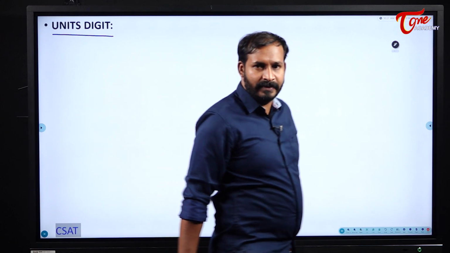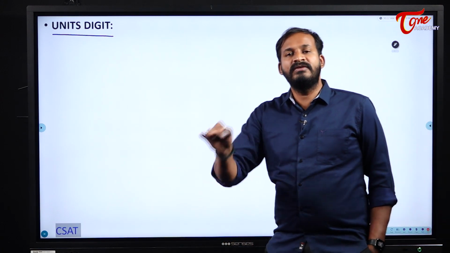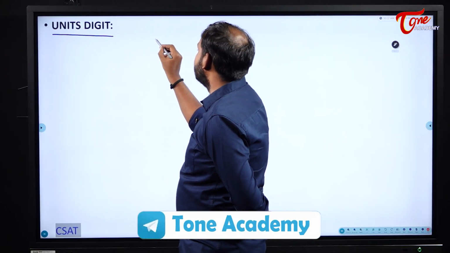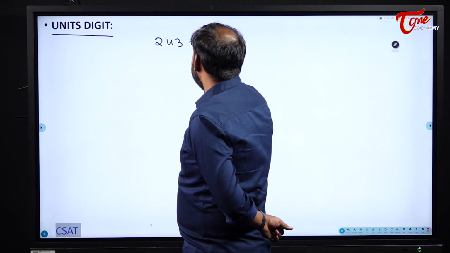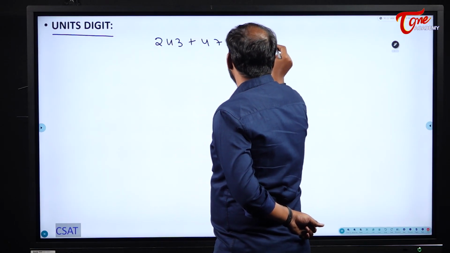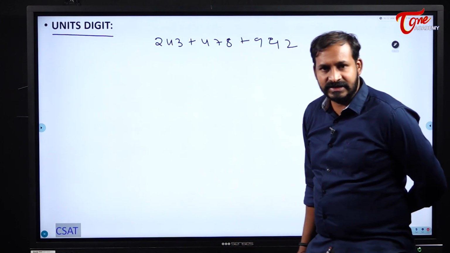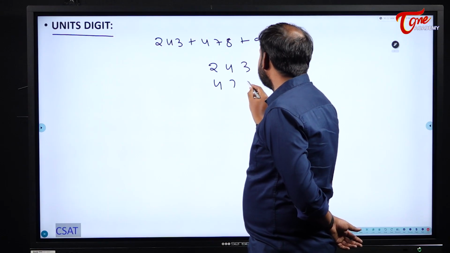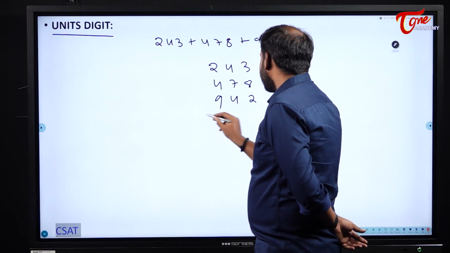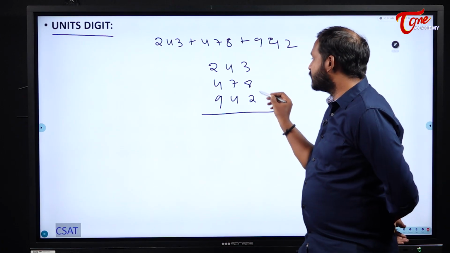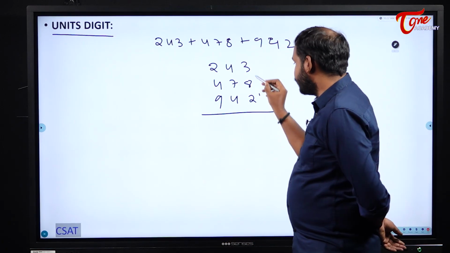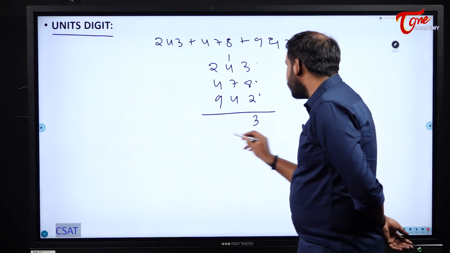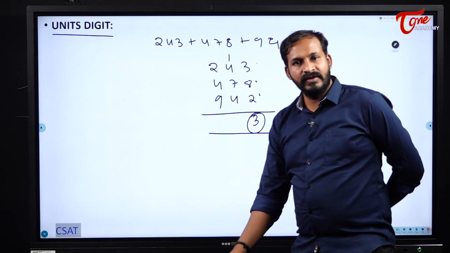See, when you add two numbers or when you multiply two numbers, usually what happens? For example, take 243 plus 478 plus 942. When you add these three numbers, we only concentrate on the units digit, right? That means when we add 2 plus 8, what is it? 10. 10 plus 3 becomes 13. 1 will go as a carry and what we will have in the units place is 3.